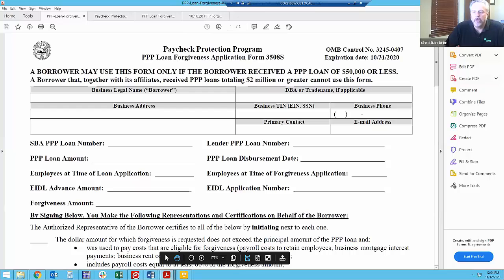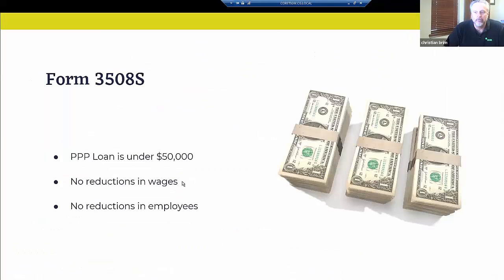So to recap, it's if you haven't reduced your wages or the number of full-time equivalents. Correct. And yes. Okay. Now, does that mean you have to have the same exact employees that you had, or the same number? That's one of the big questions we get. Got it.